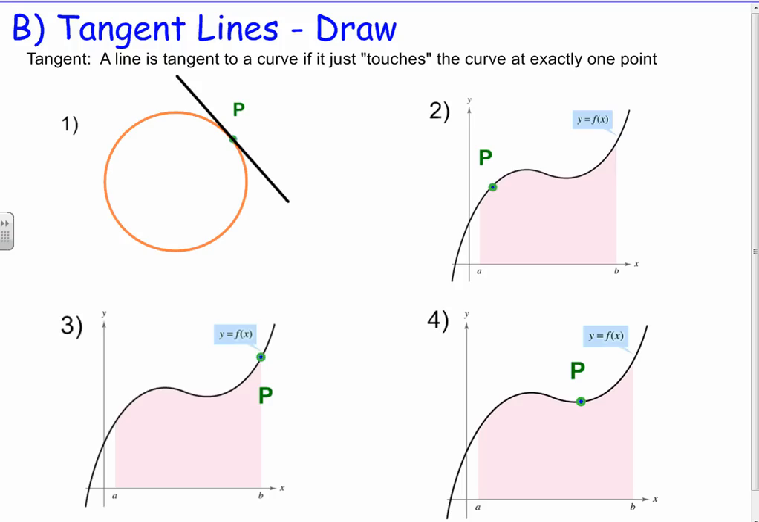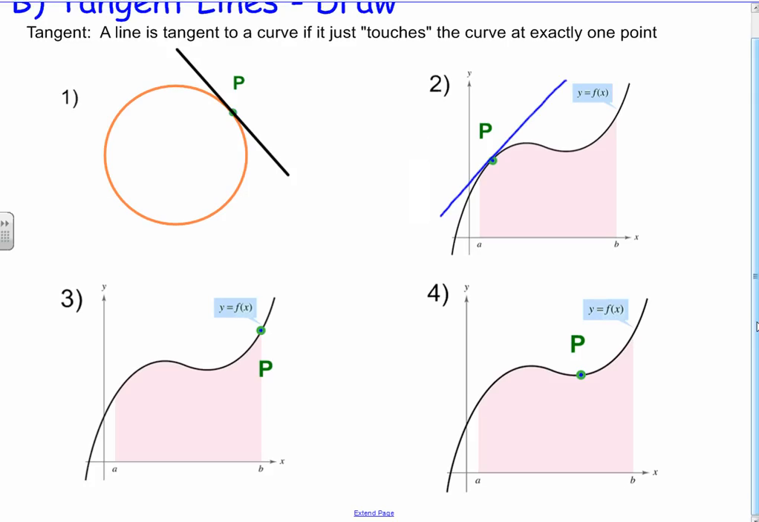Picture number 2, try to pick your best spot to draw your straight line in, and I'm going to head for that area right there. Picture 3, try it yourself, draw it in. And picture 4, I would come in along the bottom like that. So 4 different tangent lines.